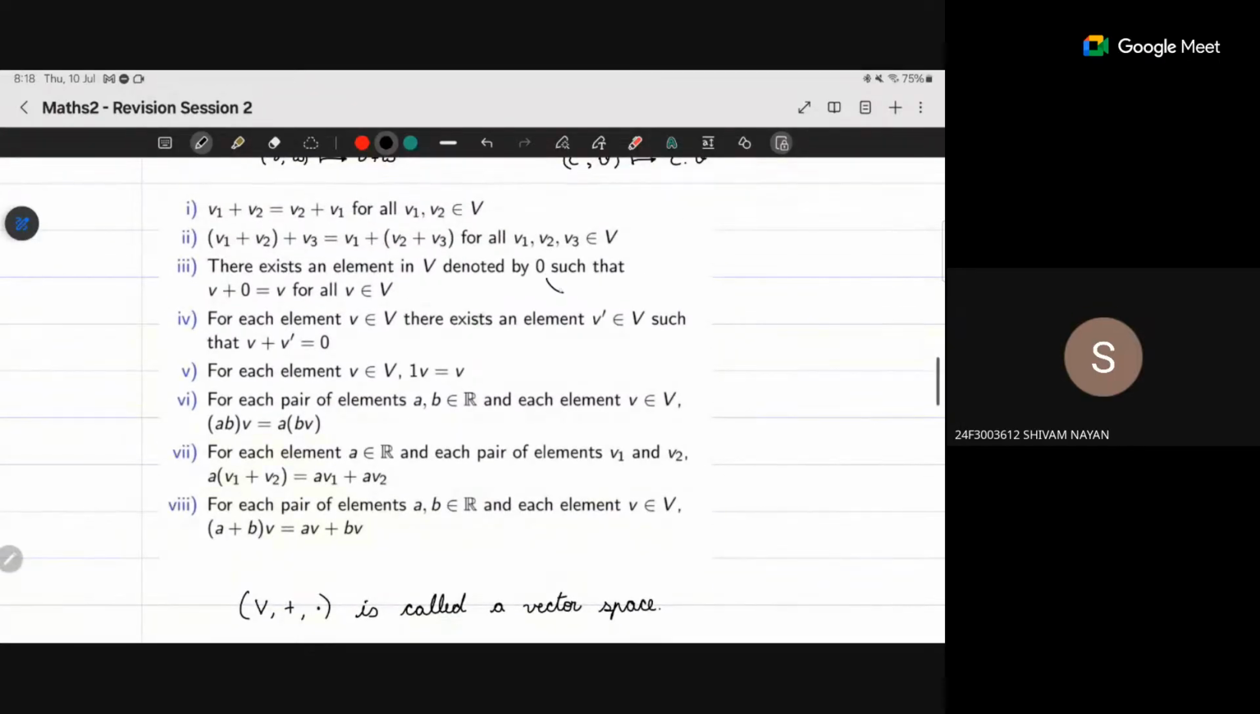So there's one more thing that this is called the additive identity. And b prime would be the additive inverse. Yeah, this is called the additive inverse.